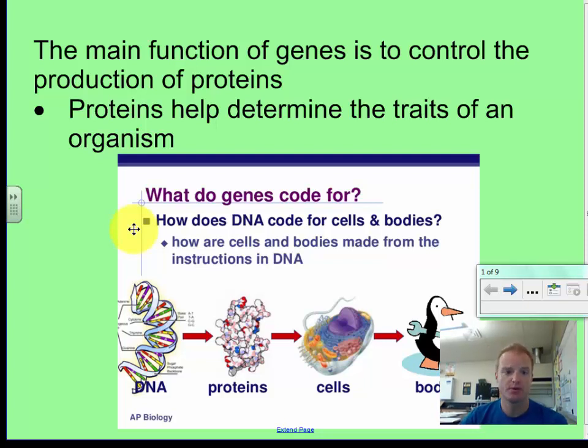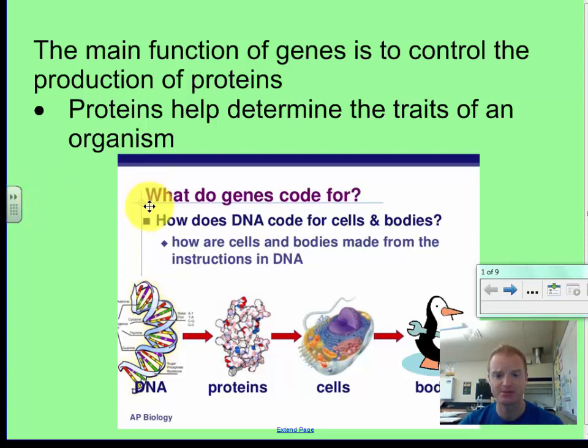So, moving away from DNA specifically, and more, how do we get from DNA to what makes us us? Right now, after this page, you don't have to write anything down. The title of these notes would be protein synthesis. Again, the main function of genes is to control the production of proteins. Proteins help determine the traits of an organism.